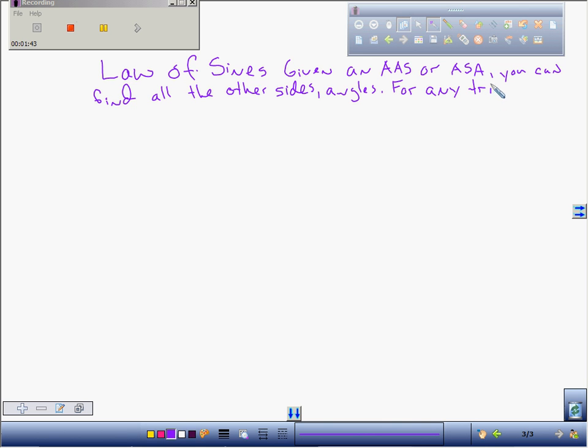So where SOHCAHTOA, sine, what we just learned, sine equals opposite over hypotenuse, definitely works for right triangles, law of sines works for any triangle.